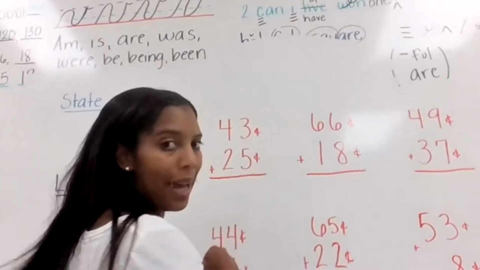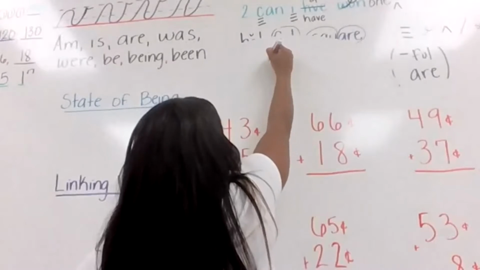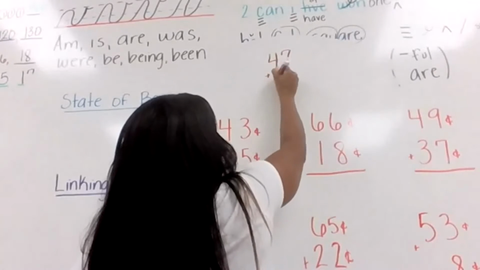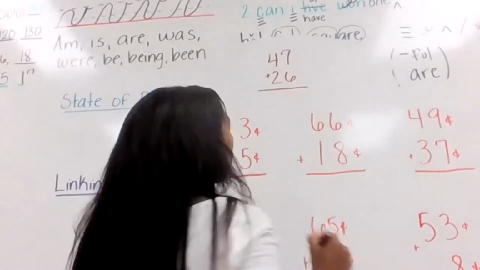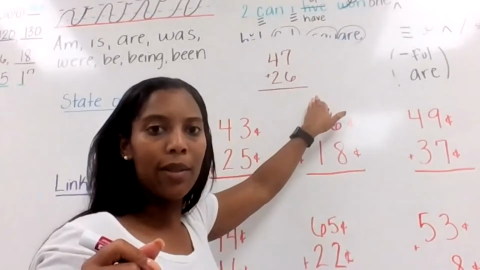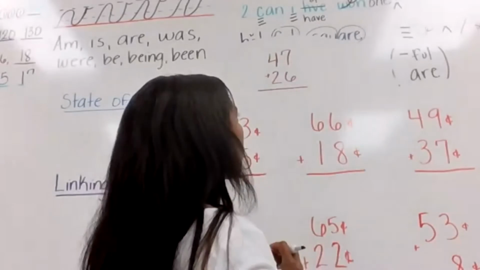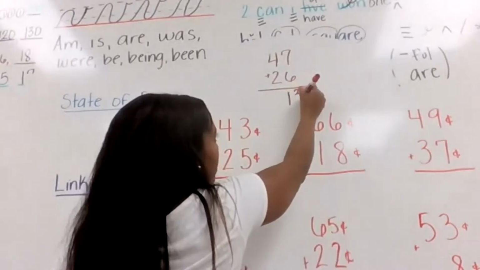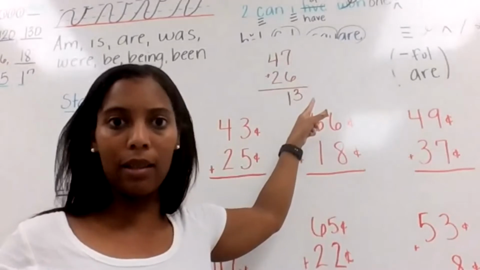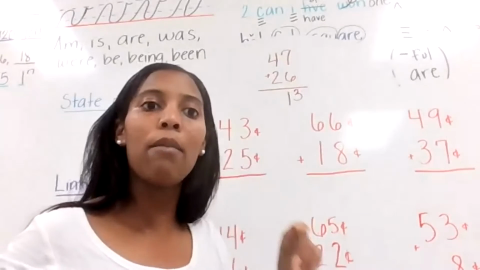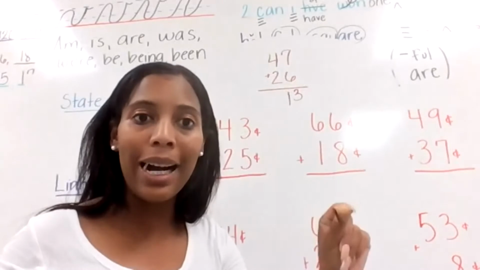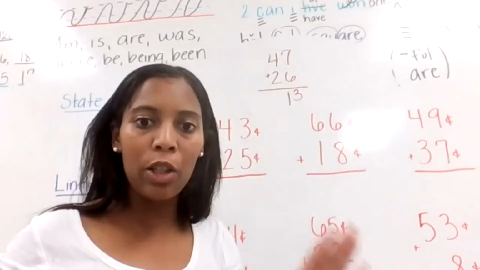So say I am adding 47 plus 26. We know that 7 plus 6 is 13, right? 7 plus 6 is 13. So I cannot do this. I can't put 13 like this. So anytime your answer is higher than 9, there's something that you have to follow.